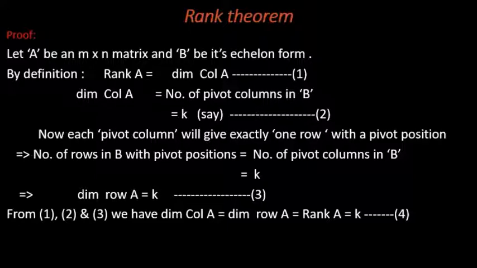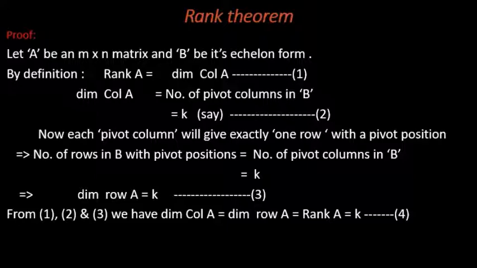Now let us look at what is dimension of column A. Dimension column A is equal to number of pivot columns in B. So let us suppose that it is equal to k. That is, there are k number of pivot columns in the echelon form B. That is equation 2. Now, each pivot column will give exactly one row with a pivot position.